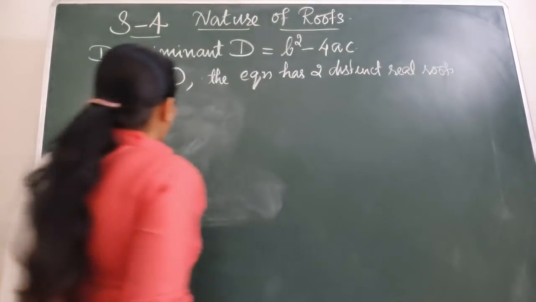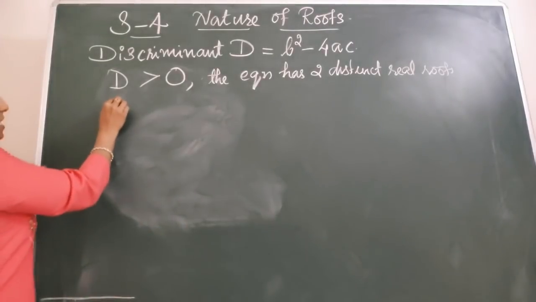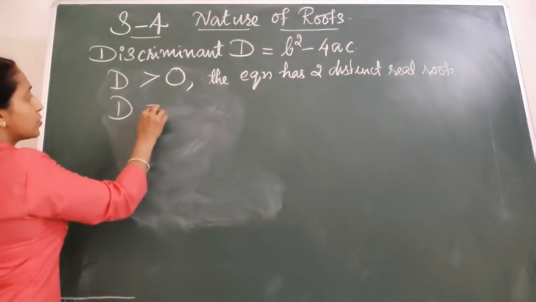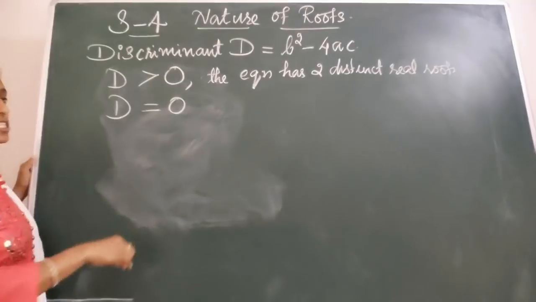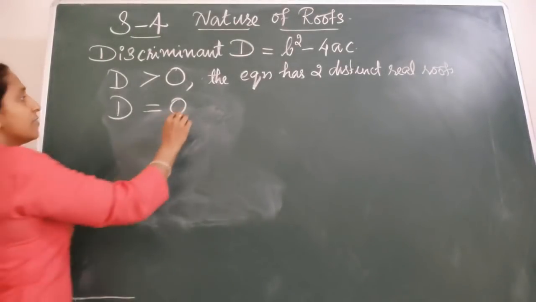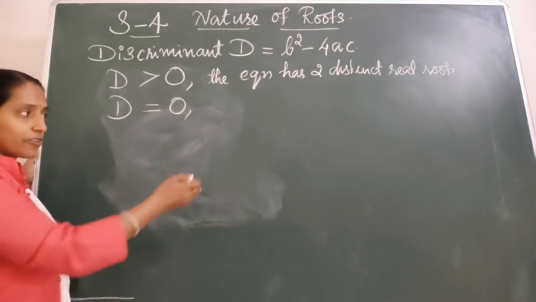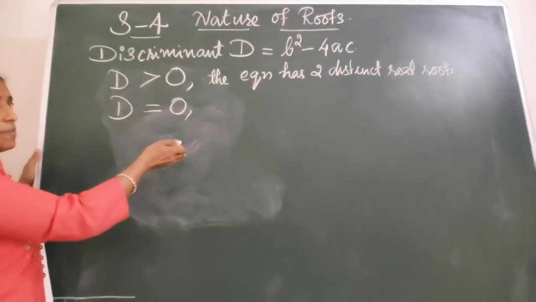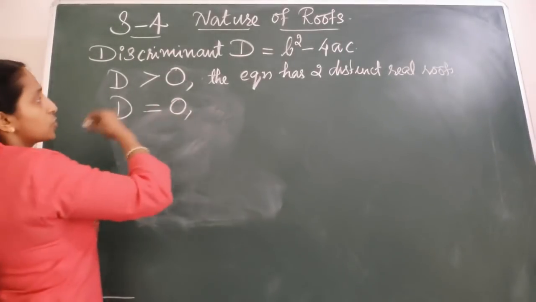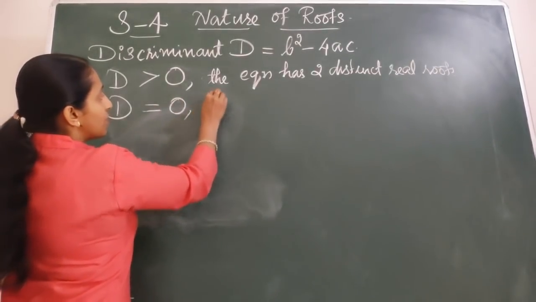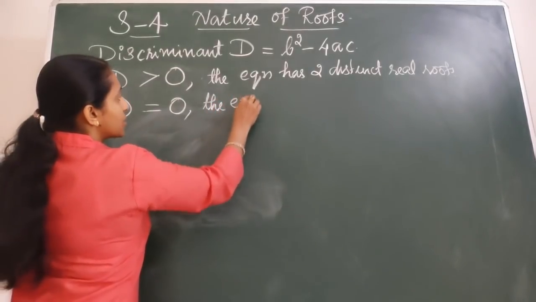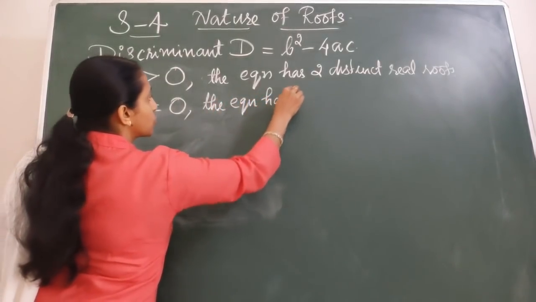And if the value of D, the discriminant, is equal to 0, then both the values of x will be the same. That means both the values of x, as we had seen now, x will be equal to 2. So both the roots will be equal. The equation has two equal roots.